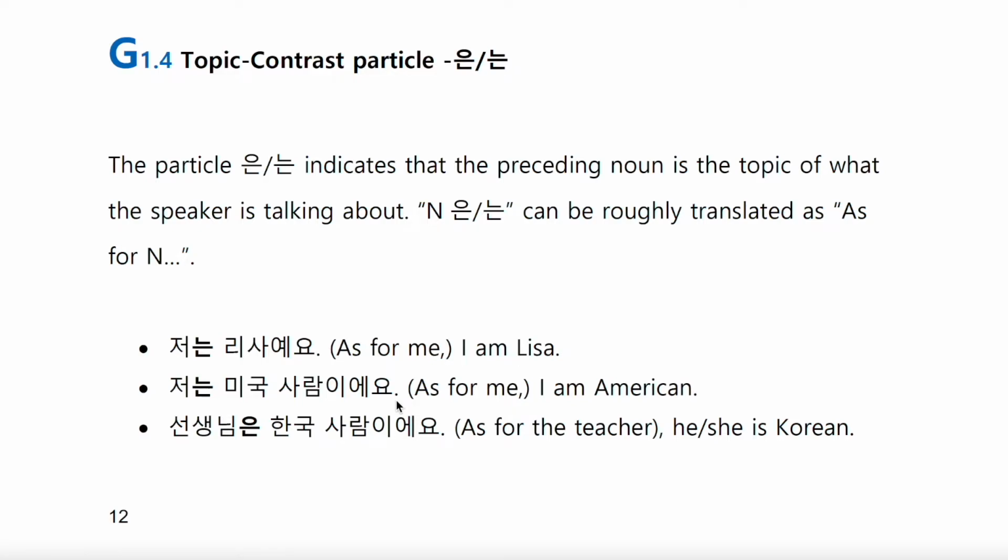자, in this sentence, I'm talking about my teacher. 선생님은. So when there is a consonant, we choose 은. When there's no consonant, we choose 는. 선생님은 한국 사람이에요. So I'm talking about my teacher, and my teacher is a Korean person.